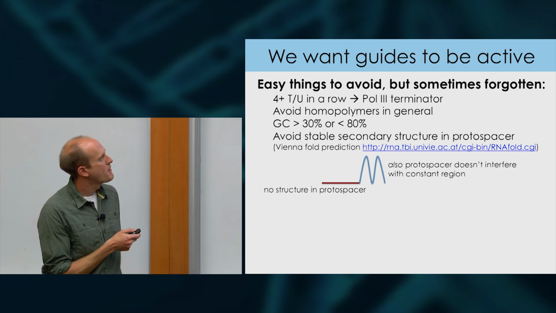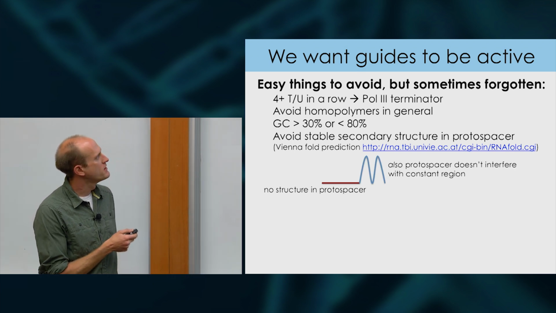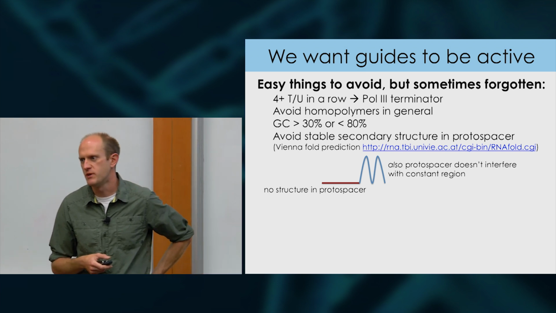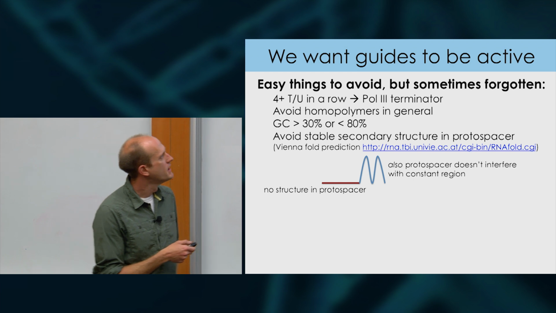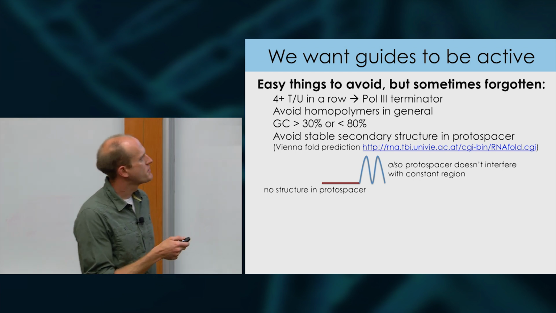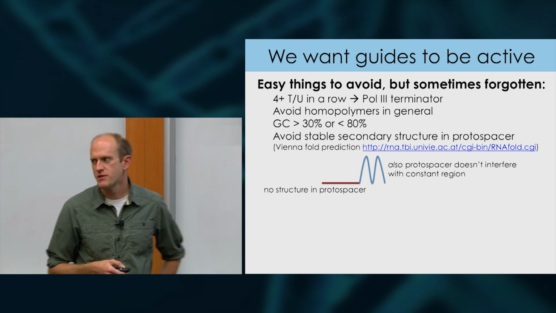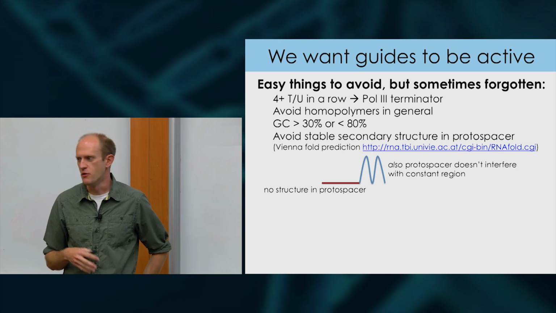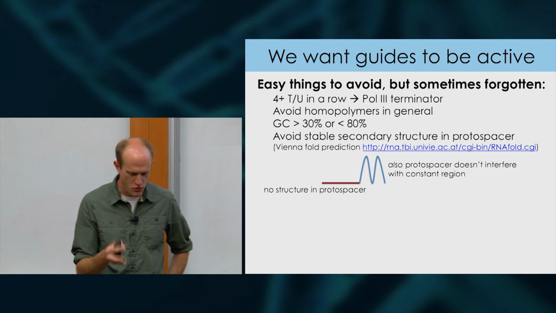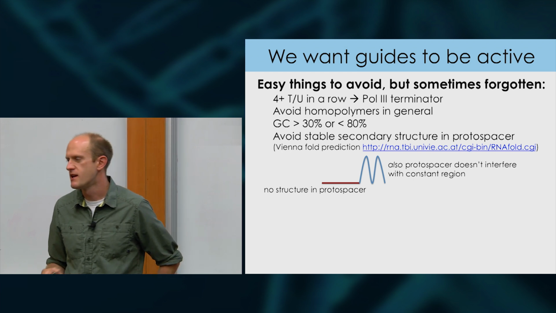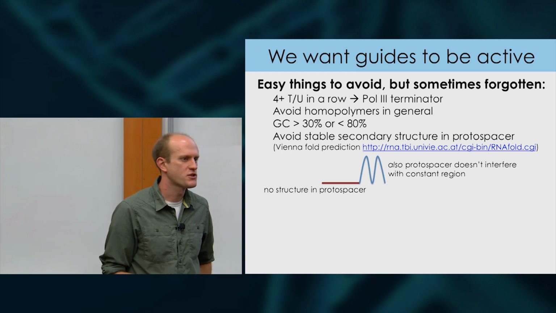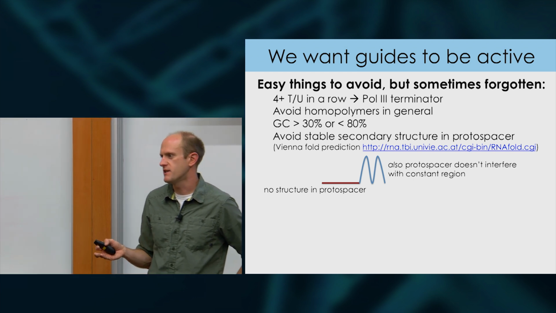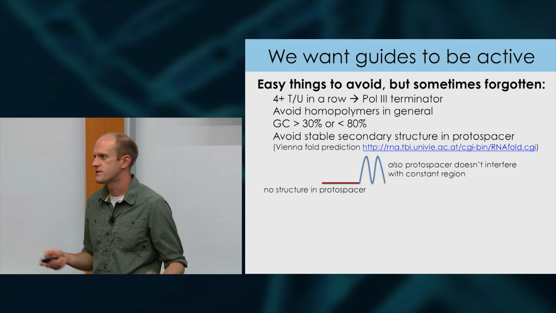Remember, there's a constant region. Generally, we try to make sure there's relatively little structure in the protospacer. You don't want some sort of really strong stem loop in there. We also try to make sure that the protospacer doesn't interfere with the constant region hugely. But these are kind of rules of thumb so far. This is not something where we spend a huge amount of time thinking about it. We might run it through a secondary structure prediction server like Vienna and just say, is it completely ridiculous? And if it's not completely ridiculous, still go ahead.